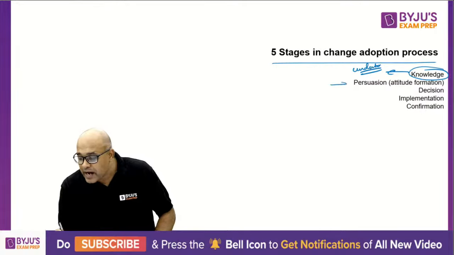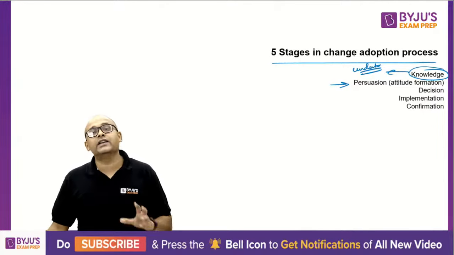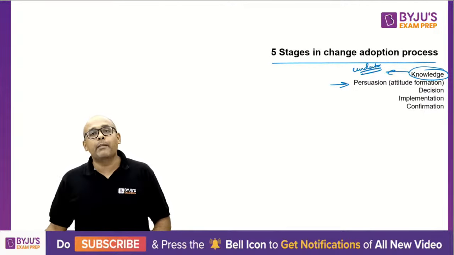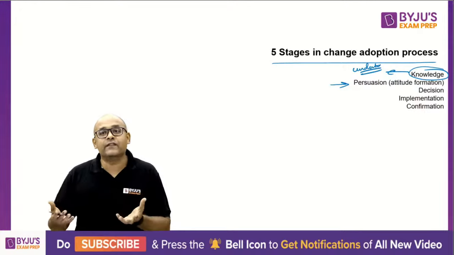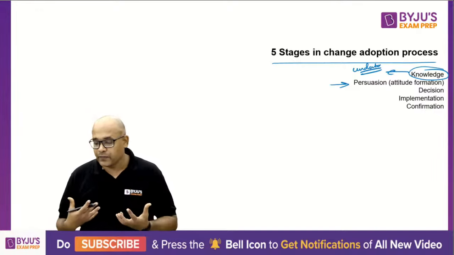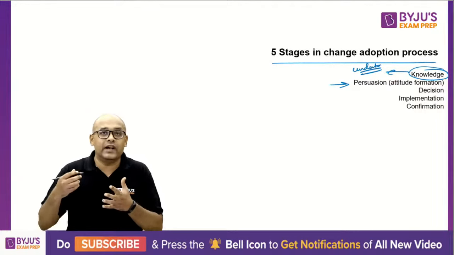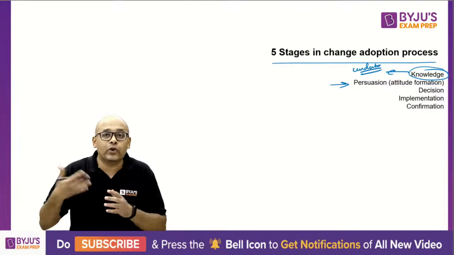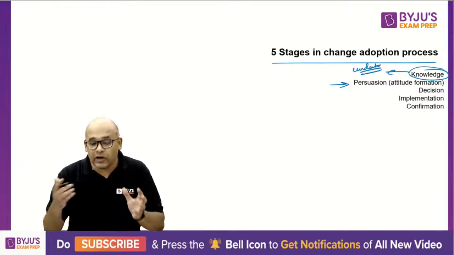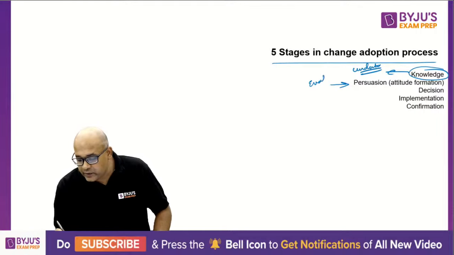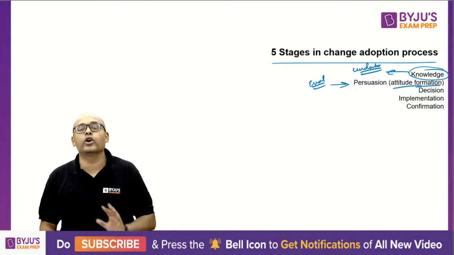The next thing is attitude formation or persuasion. This is the stage where the individual starts thinking about, do I need this product? If it is there, will it help me in my life? Will it benefit me to have this? If I don't have this, what harm will happen to me? So this is evaluating and forming an attitude, saying that, okay, it is useful to you or not useful to you.